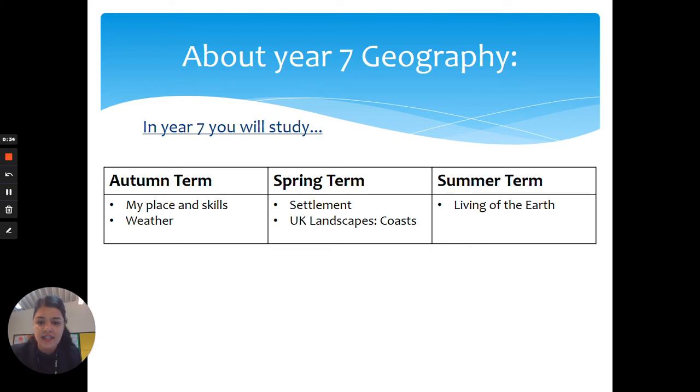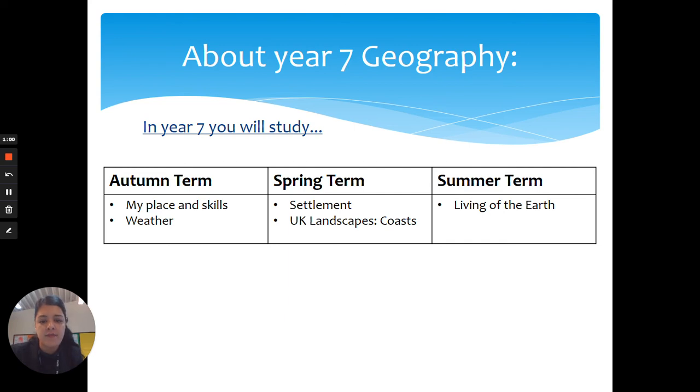In spring, we'll look at settlements, so how people live and how areas have built up. We're going to be looking at coast, so we'll be looking at processes, that means jobs at the coast. We'll be looking at how landforms are created, so features that we see on Earth, for example, if you're at the coast, you may have seen an arch or a cave. How did that come about? And then we'll also look at what life is like for people living at the coastline. So how do they protect themselves against flooding?